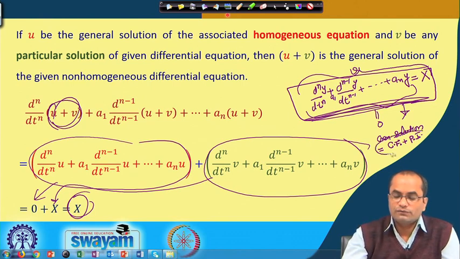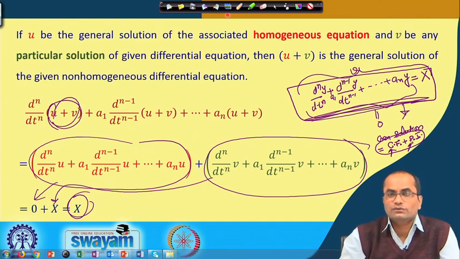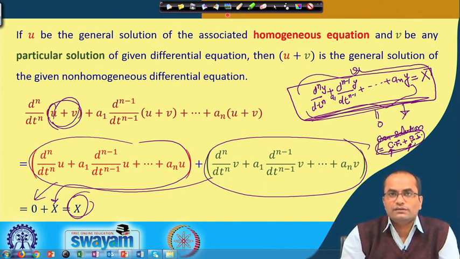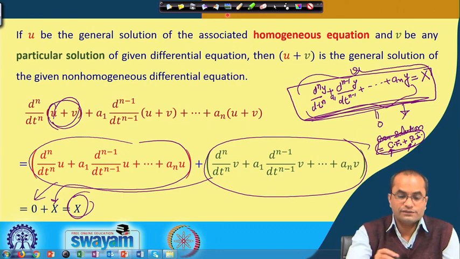And we will observe now that finding the CF is easy and also finding one particular solution of the given differential equation is also easy, and when we add the two we actually get the general solution of the given differential equation.